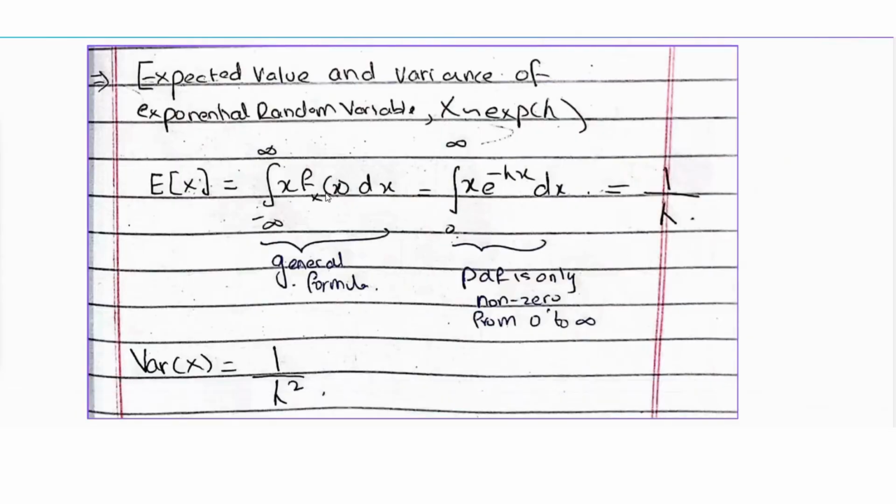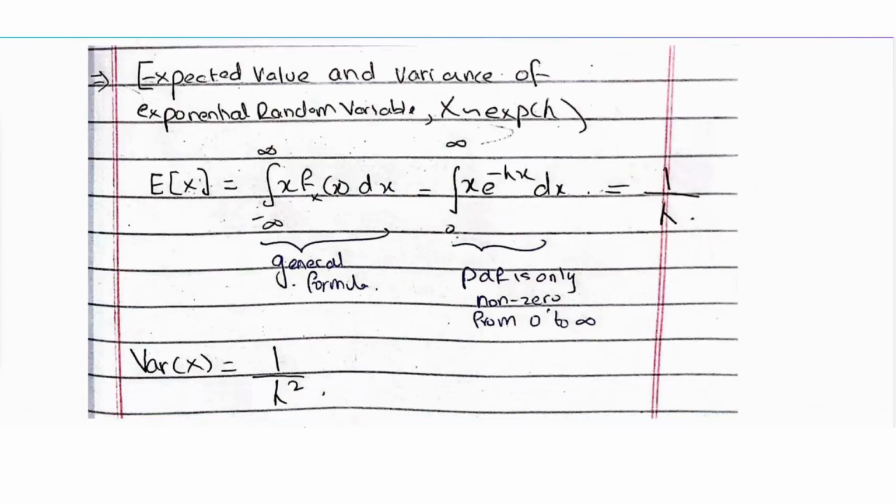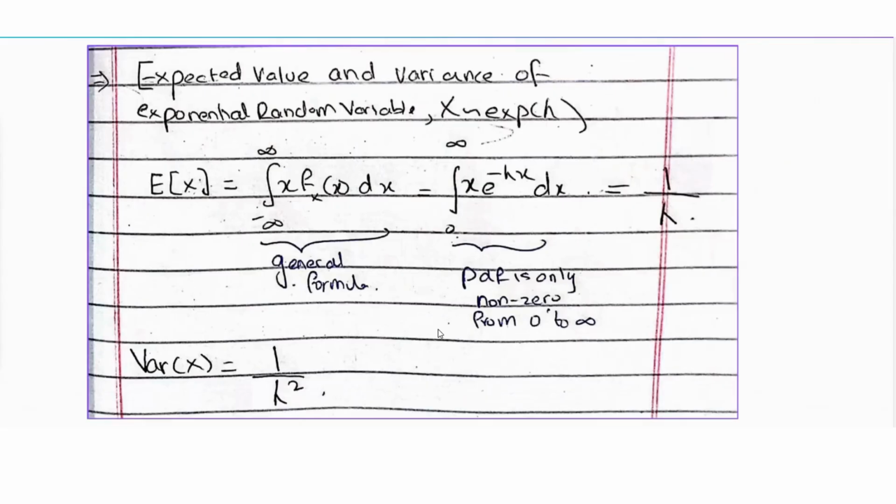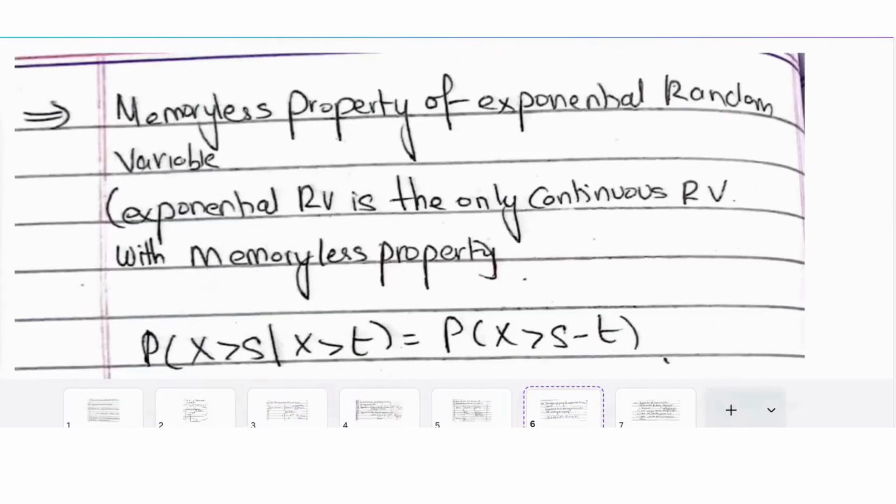Now we also have derived forms of the expected value and variance of an exponential random variable. If you find the expected value of X, it turns out to be 1 by lambda, and the variance turns out to be 1 by lambda squared. So if we know that we have an exponential random variable and we want its expected value and variance, we don't have to derive it from scratch unless the question specifically asks you to do that. You can just use the fact that for an exponential random variable with parameter lambda, the expected value of X is 1 by lambda and the variance is 1 by lambda squared.